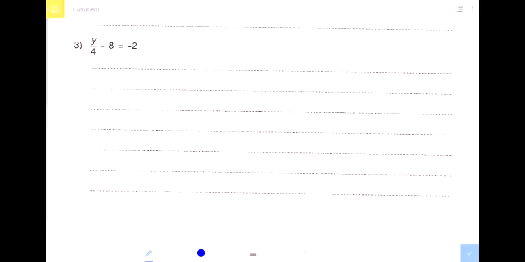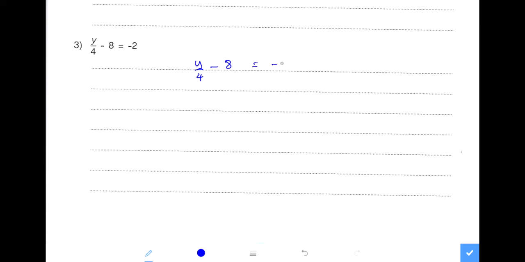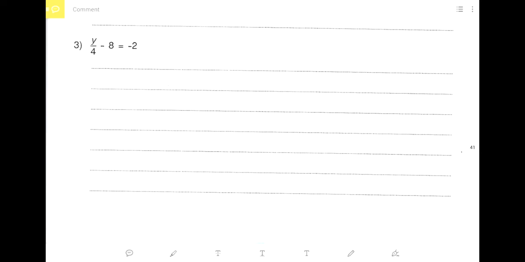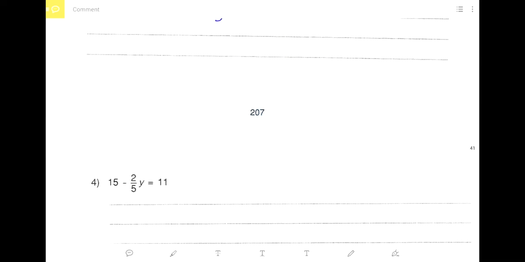We just want to go to the next problem now. Okay, this one. y over 4 minus 8 is -2. We plus with this, right? Opposite of -8 is +8. So y over 4 is 6, right? This is divided by 4, and the opposite of divide by 4 is to multiply by 4. So y is 24. Finished again. Okay, let's go to the next problem.